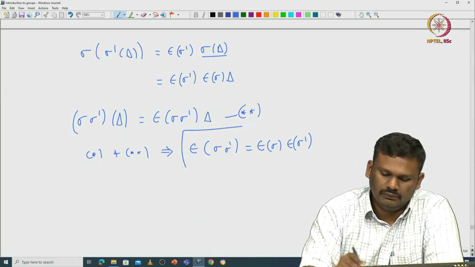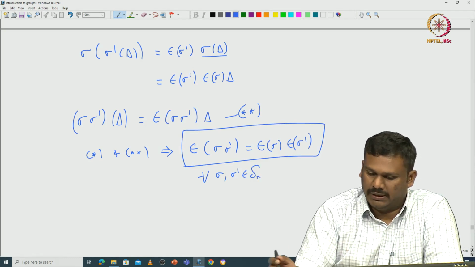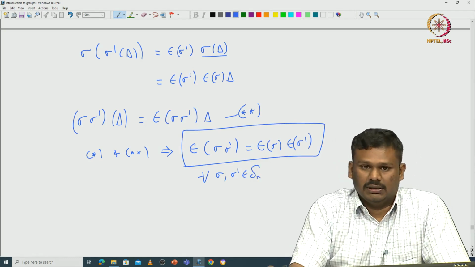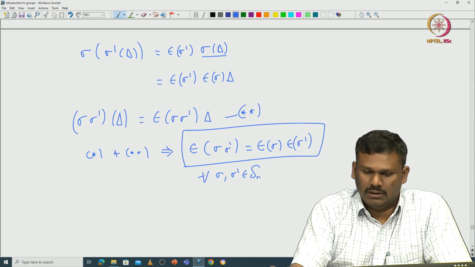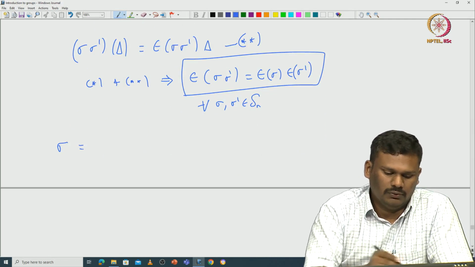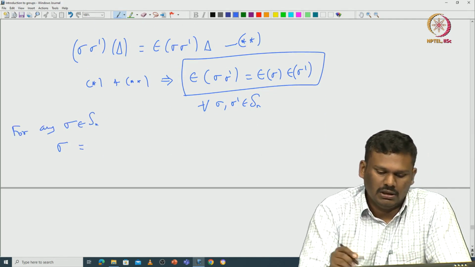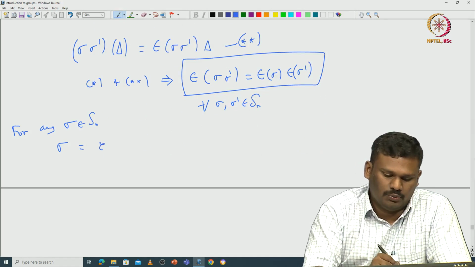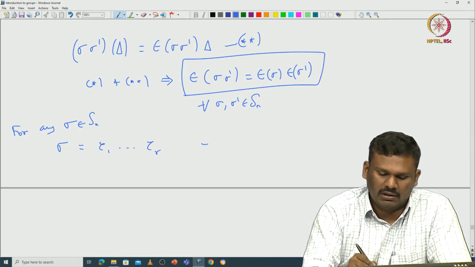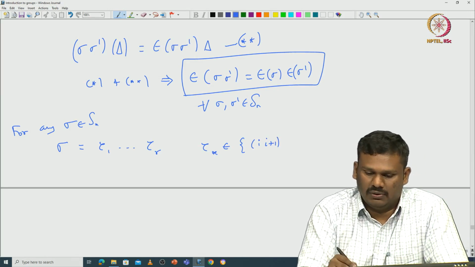Okay. And this is true for all sigma, sigma dash in Sn. So, that proves that this epsilon is indeed a group homomorphism. So, now if you start with any sigma, then what can you do? For any sigma in Sn, you can write this sigma as some product tau 1 etc. tau r, where these tau k are all coming from the simple transpositions (i, i+1).